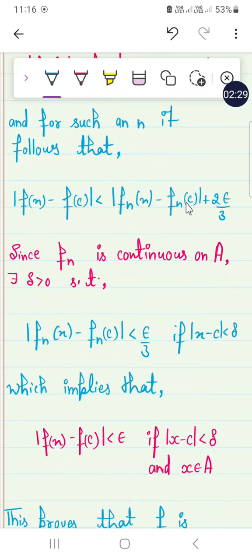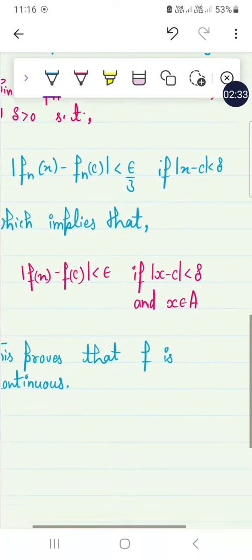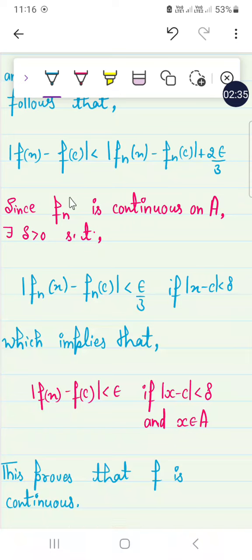So this will imply that it is plus 2 epsilon by 3, right? Plus mod of f_n(x) minus f_n(c), which is epsilon by 3. So this will become 3 epsilon by 3, which is epsilon. So mod of f(x) minus f(c) is less than epsilon. This proves that the function's limit is continuous.